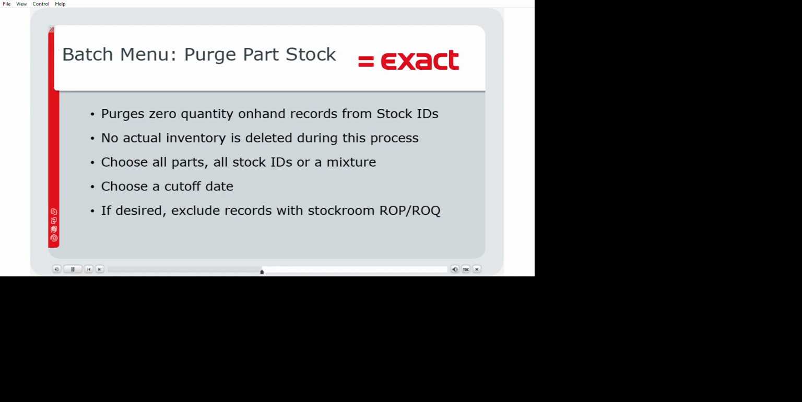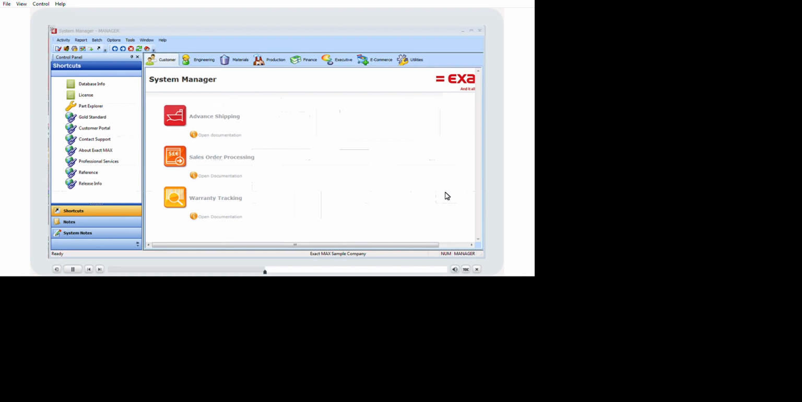This utility is useful for removing unwanted records from certain reports, such as the cycle count reports, and is necessary for deleting a stock ID. To launch the Purge Part Stock Data utility, click on the Batch menu at the top of the Mac System Manager. Click on Purge Part Stock to open the utility.